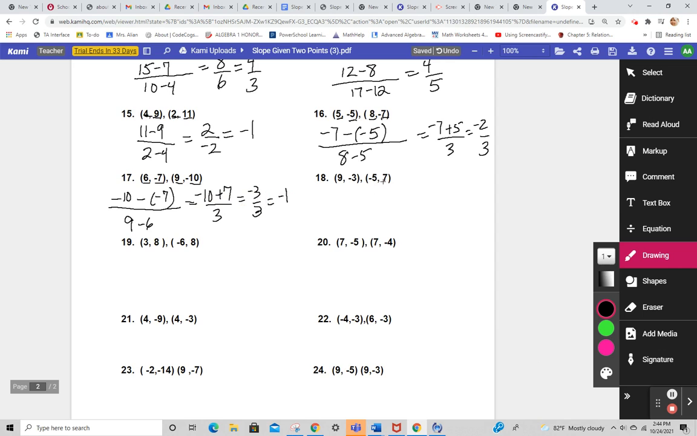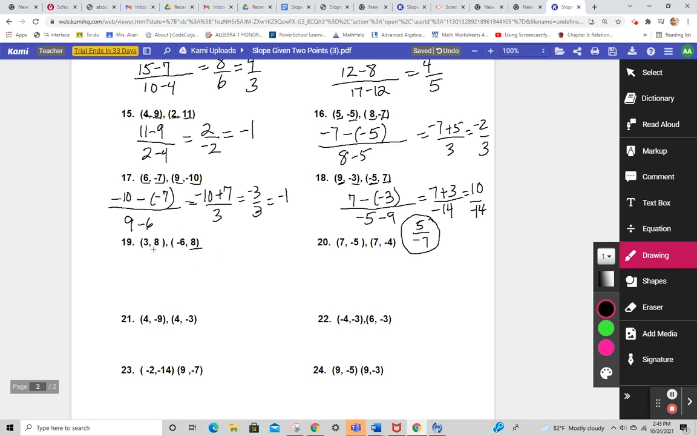Number 18, y sub 2 minus y sub 1, 7 minus negative 3, all divided by x sub 2 minus x sub 1, negative 5 minus 9. So that's 7 plus 3 over negative 14. So that's 10 over negative 14. And we can reduce that. Divide top by 2, you get 5. Divide the bottom by 2, you get negative 7. So our slope is 5 over negative 7, or negative 5/7. All right, let's go ahead and do the next one together.